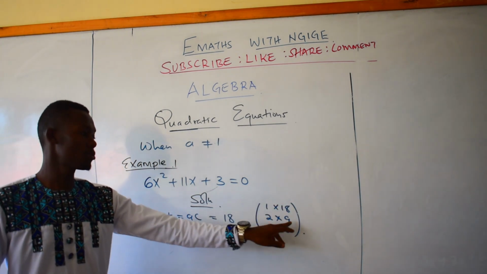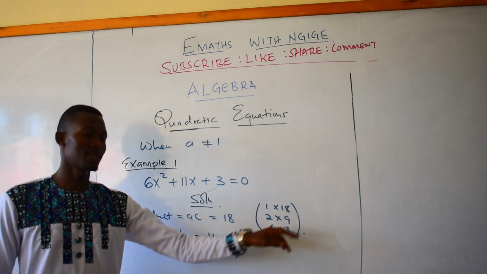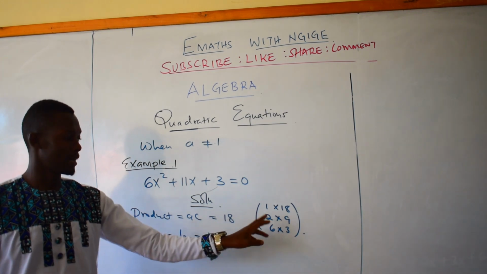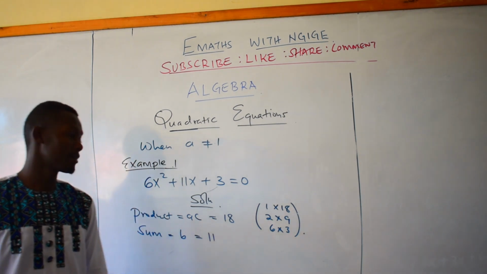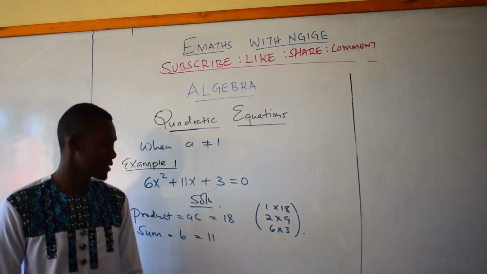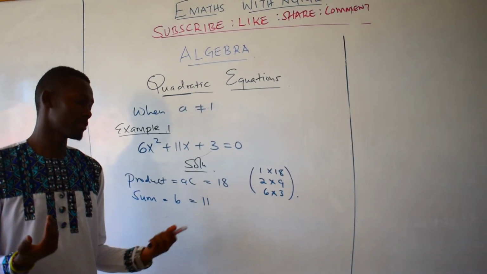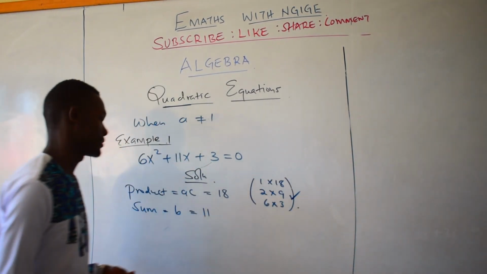Then we have 2 times 9 is 18, and 2 plus 9 gives you 11. So I think we already have our solution here. Let's check the last one to verify. 6 times 3 is 18, but 6 plus 3 is equal to 9. So that one does not satisfy, and this one satisfies.